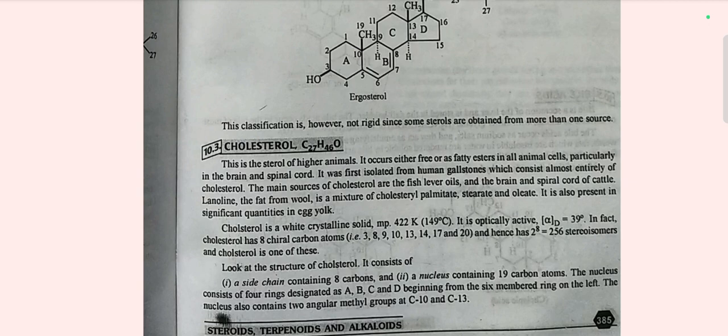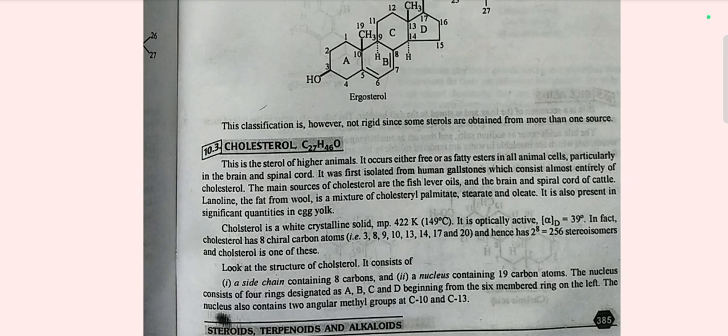Cholesterol, C27H46O. This is the sterol of higher animals. It occurs either free or as fatty esters in all animal cells, particularly in the brain and spinal cord. It was first isolated from human gallstones, which consist almost entirely of cholesterol. The main sources of cholesterol are the fish liver oils and the brain and spinal cord of cattle.